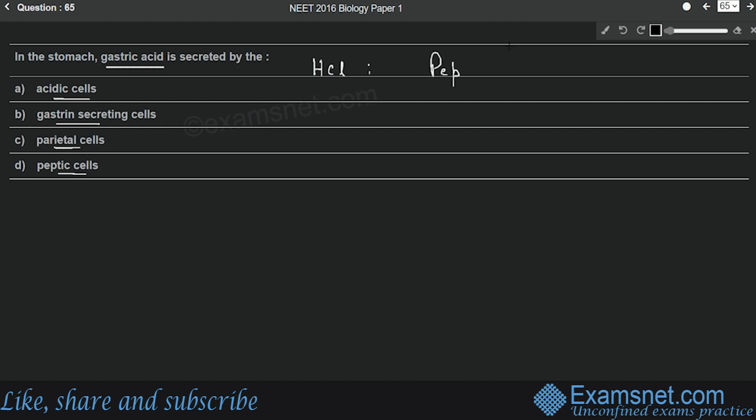Okay, pepsinogen, that is inactive, into the active pepsine, and this pepsine further breaks down protein into peptides, right? And the cells that secrete gastric acid, that is hydrochloric acid, are known as parietal cells or oxyntic cells. Okay, these are also known as oxyntic cells. Therefore correct answer is option number C, parietal cells.